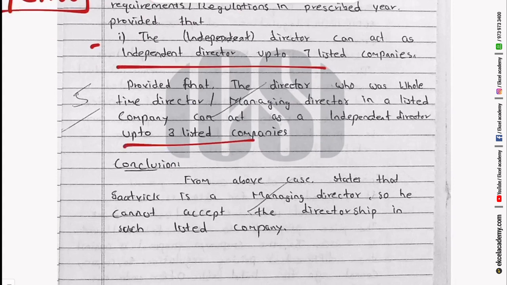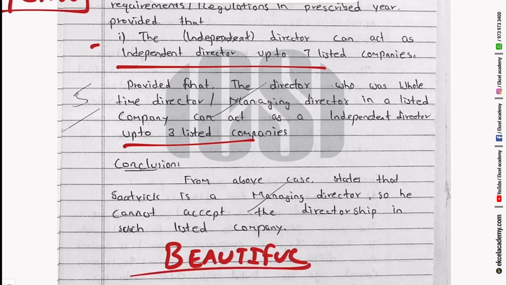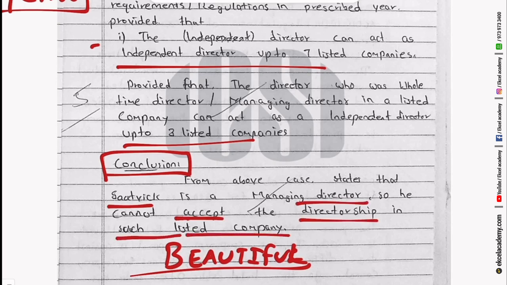If you see here, they're leaving one line after every para. It makes it look very, very beautiful. Correct? It makes it look beautiful and legible. That's all you need. You don't have to have a great handwriting. Then he has given a conclusion. From the above case, state that Satvik is a managing director, so he cannot accept the directorship in such listed company. So this is the conclusion.